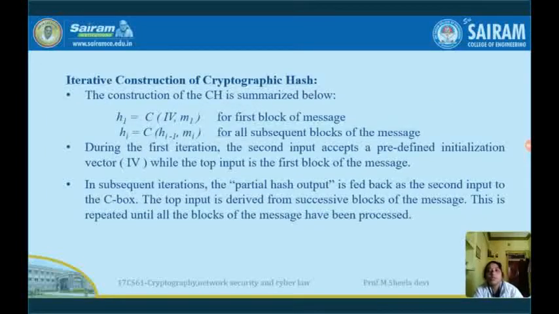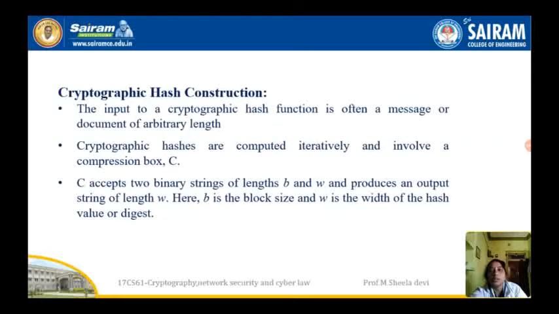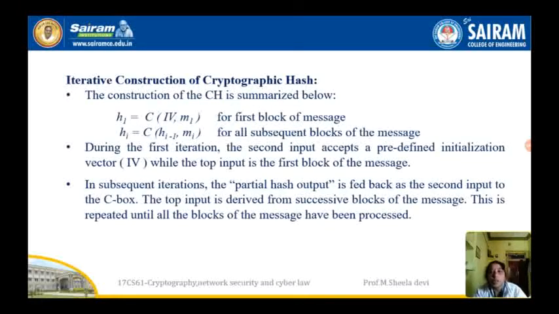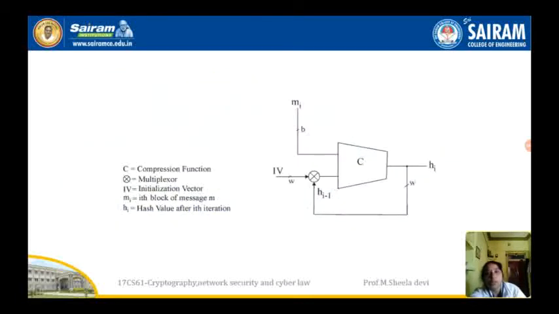So this is the iterative construction of cryptographic hash. In this, we have said how we can use the compression box. The two inputs of the compression box are the initialization vector and the message. You can see in this diagram, the initialization vector is given as one input and the message is given as the other input of the compression box, which will give you the output as the hash, that is, a fixed length hash value.